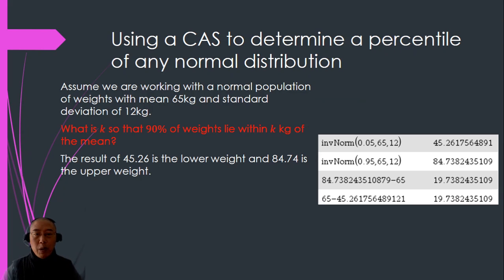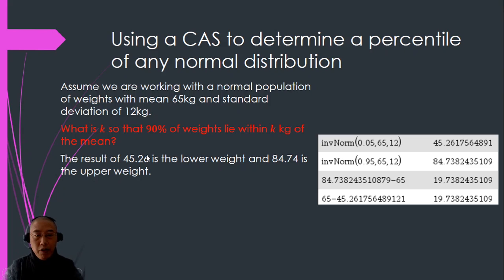Alright, another problem, this time you'll have the screenshots on the side using the inverse normal function. So here you have a normal distribution, you have your mean and your standard deviation. What is the k so that 90% of the weight lie within k kilogram of the mean? What it means is you have, from the mean, a left boundary minus k, above the mean plus k, and it will be symmetrical.